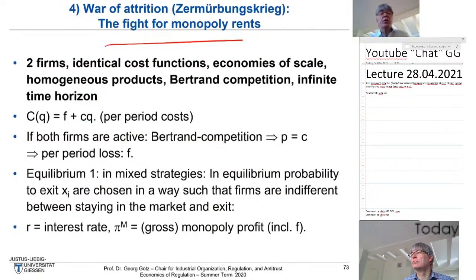It has a very similar kind of flavor, but here it's now different because here two firms actually enter. War of attrition would be Zermürbungskrieg or Abnutzungskampf or ruinous competition, in German ruinöse Konkurrenz. The idea is here, if you want to enter the market, you have to pay the fixed cost, okay? And you have two firms, both enter the market. Call them, say, Sky and the Zone. They both enter the market.